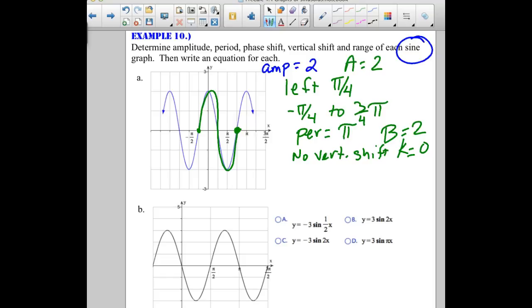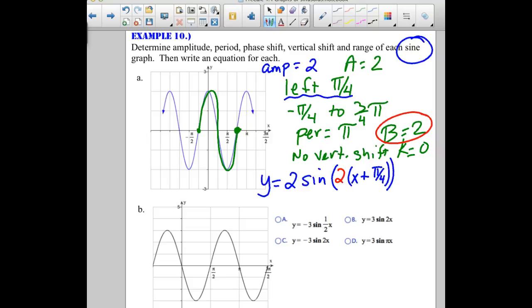Okay. So we have enough that we can actually write our equation now. We said our A value was 2. It is a sine curve. We said our B value was 2. And we said that we are going left pi over 4. So I'm going to have a plus pi over 4 in here.